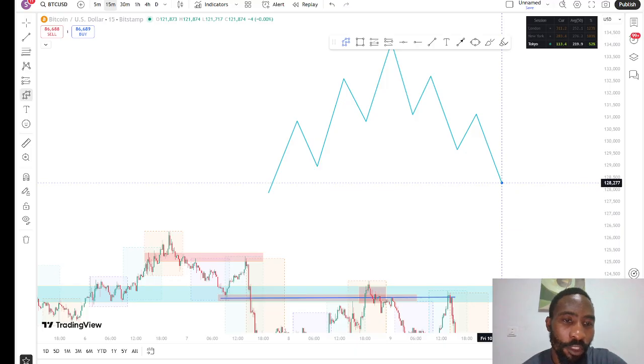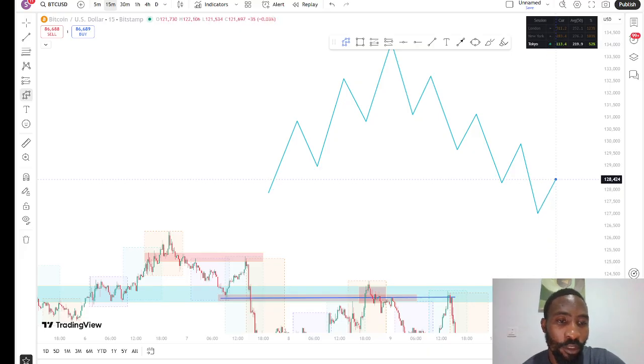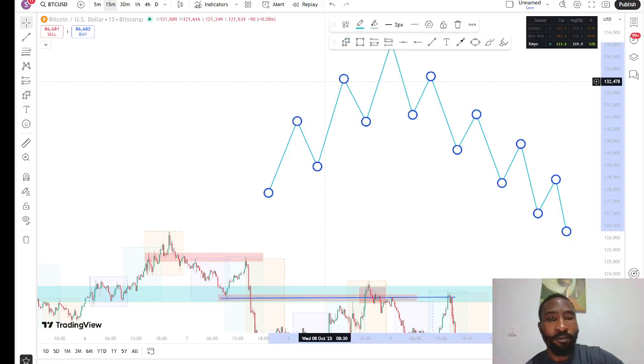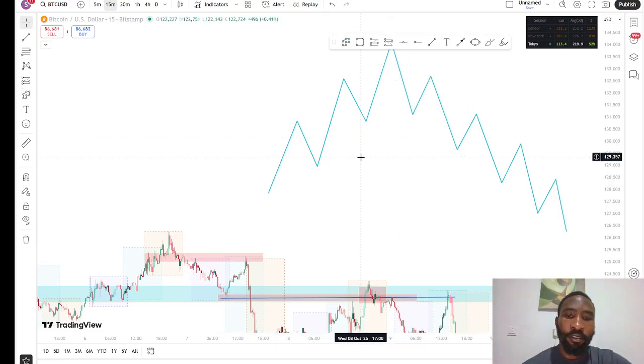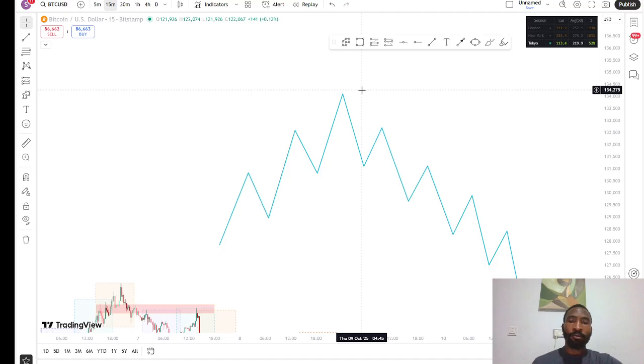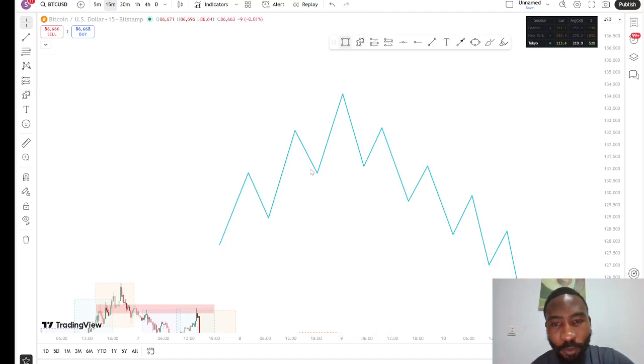I'm not saying this is how it's going to look, but I'm just drawing an uptrend and downtrend to paint something for you guys. Okay, so now we have this uptrend and downtrend. So the area of interest is basically this point here.